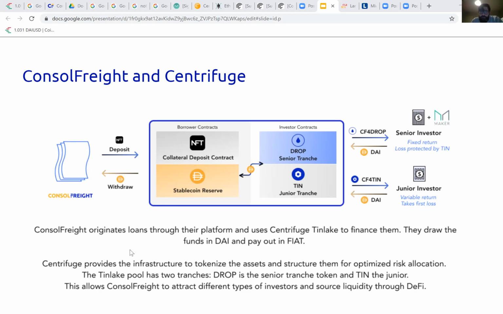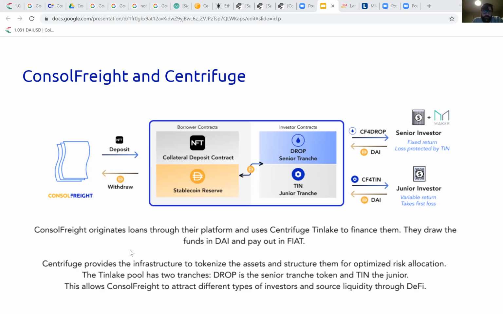The investors put their money using the Centrifuge protocol, putting their DAI against the TIN or DROP, depending on the risk they are going to take. And after the pool reaches maturity, they claim their returns plus their benefits.